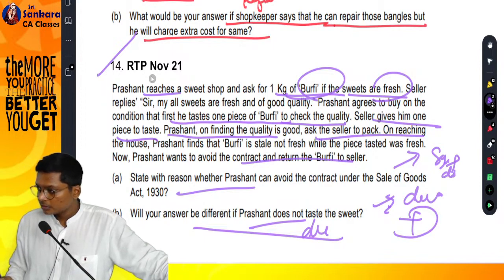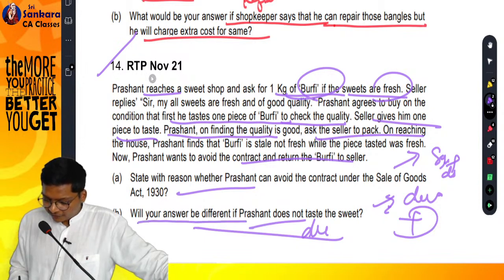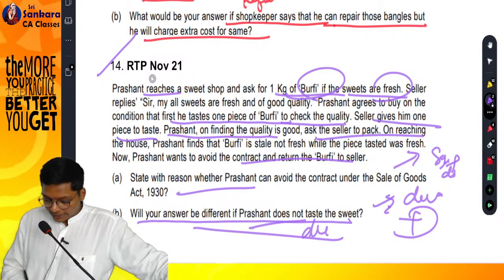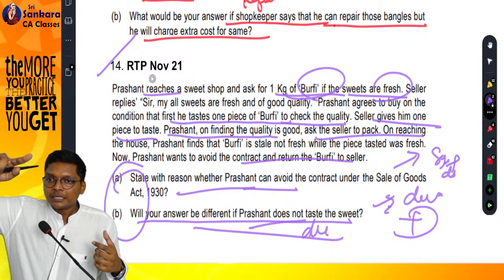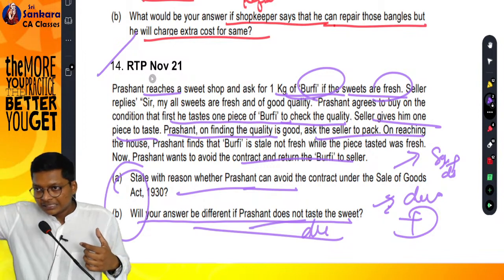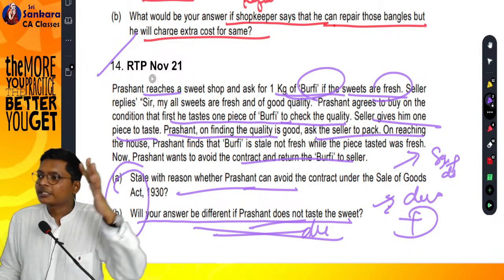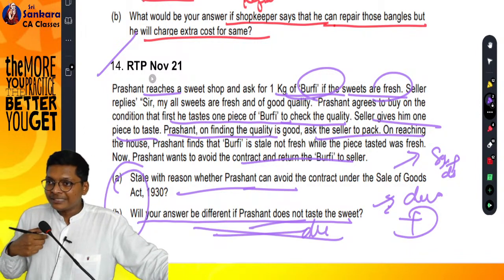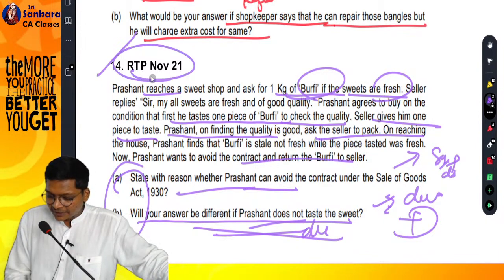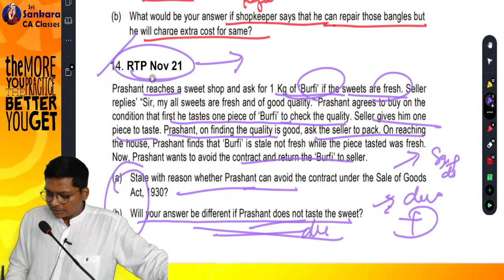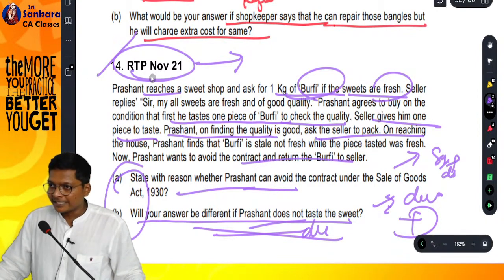Would your answer be different? Yes, the answer will be the same. In both cases, Prashant can avoid the contract. First case, implied condition as to sample and description. Second case, implied condition as to description. Can I add wholesomeness? Additionally, you can add. That is not the only answer. I remember the answer for this ICAI material. They don't have wholesomeness in that, but you can add it additionally. Are you able to follow, guys? Clear?